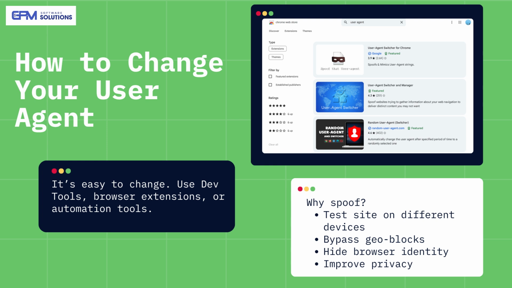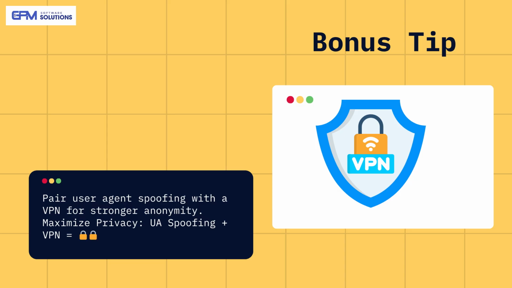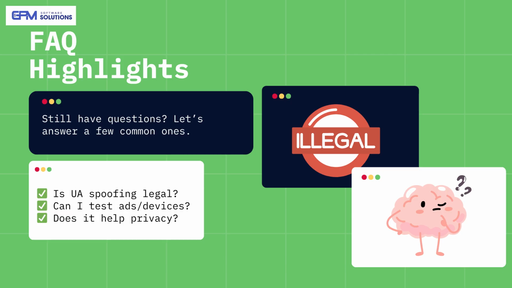You can do it using developer tools, browser extensions, or automation tools. You also have the choice to spoof randomly or use a fixed identity. Each approach has its advantages. For even stronger anonymity, pair user agent spoofing with a VPN.